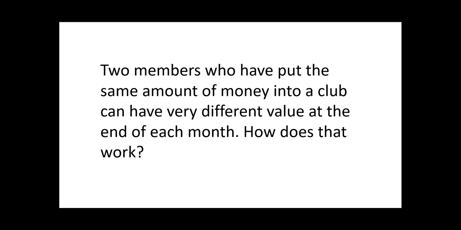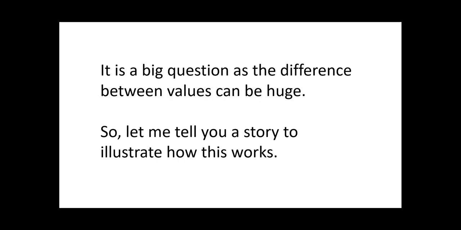So the story is of a very special club with just 2 members, and they put the same amount of money into the club, but they have a very different value at the end of each month. So how does that work? It's a big question, as the difference between the values can be huge. So let me tell you more of the story to illustrate how it works.